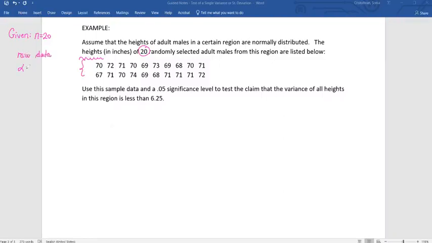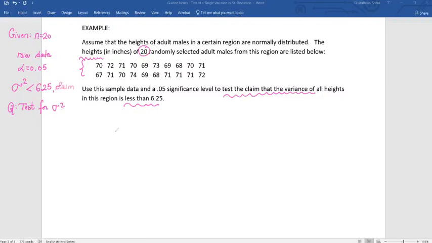We know we have to test this at 0.05 level of significance. And what we need to test? We need to test the claim that the variance of all heights is less than 6.25. Be very careful with the notations here. This time it is the variance, not the standard deviation, so we have to use sigma squared, and we have to test that this is less than 6.25, okay? And I'll just write down test for sigma squared.